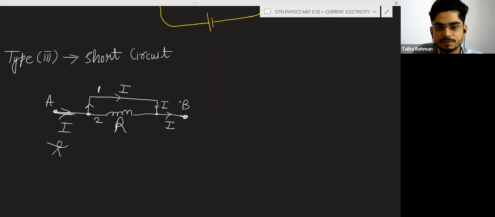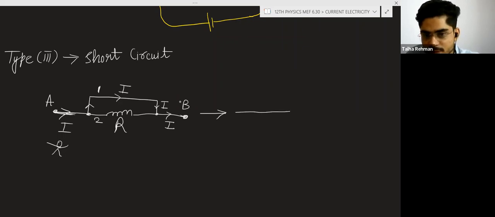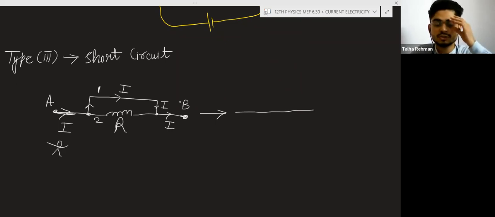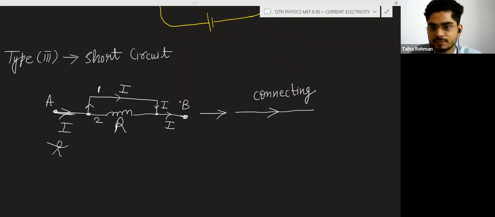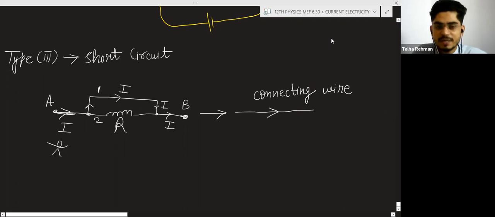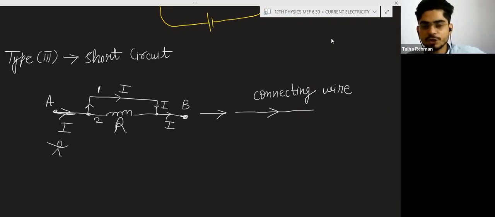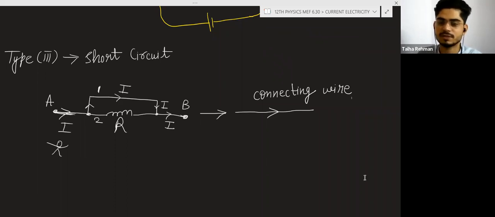This resistance will die. So if this kind of thing is given to you, there is no resistance here. It means this resistance is short circuited. You can just represent this as a single connecting wire. And why is this happening? Because now there is no need of resistance. I have told you the existence of resistance is due to current, but the current changes the path. Now there is no need of resistance in the circuit. You can remove the resistance and throw it out.